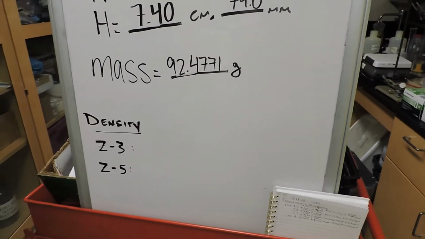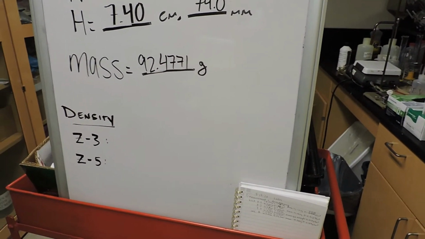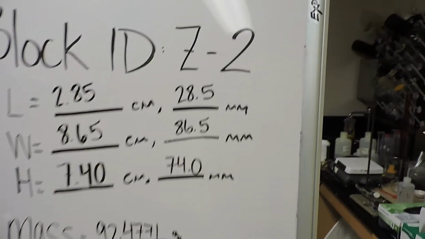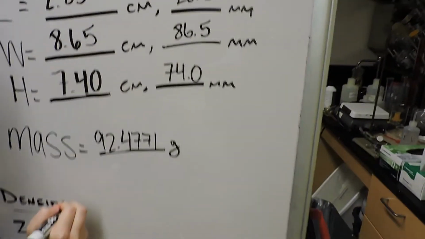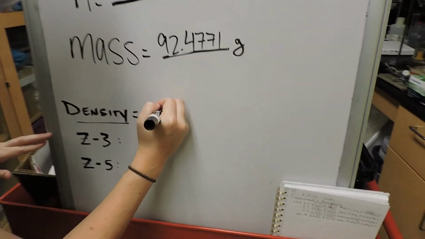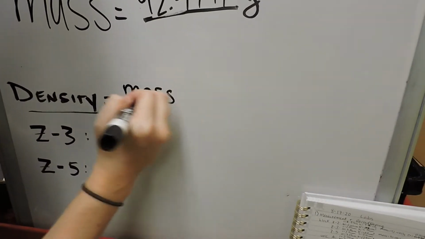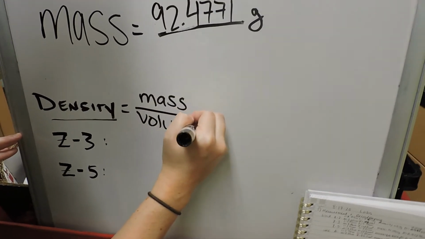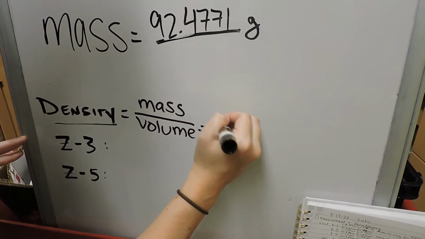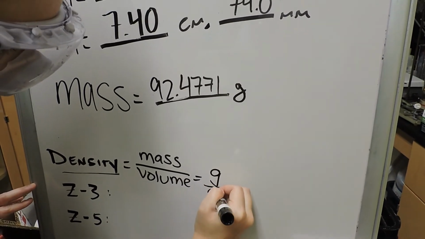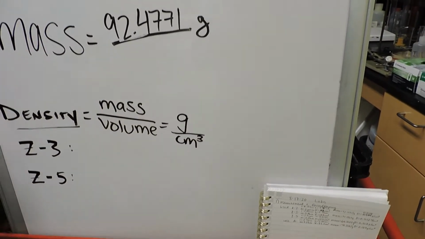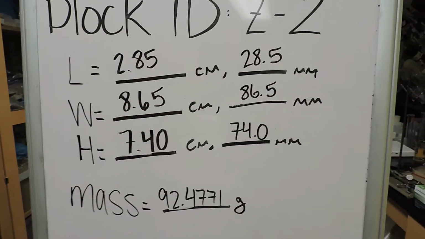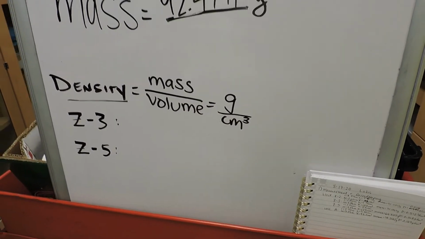Next, using the formula for density, determine the density of your block of wood, which is Z2 in this instance, and record your conclusion on the board under the appropriate block series. Since the formula for density equals mass over volume, we can take the mass of our block and divide by the volume of our block, which is length times width times height, and derive the density for it.